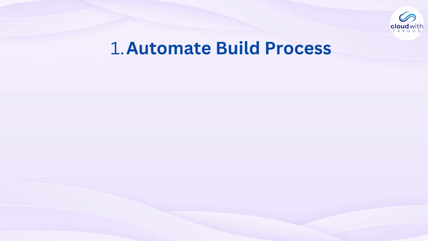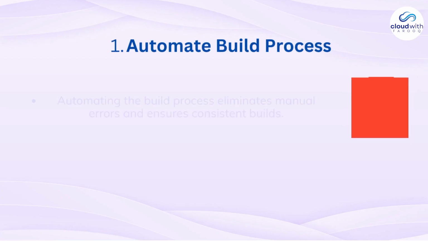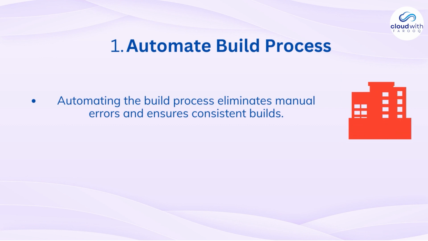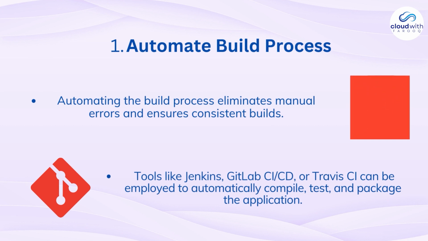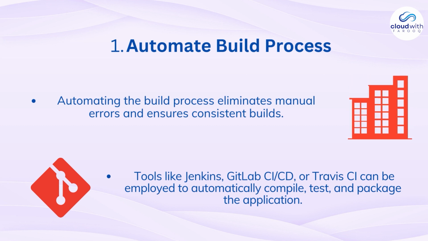Number 1. Automate build process. Automating the build process eliminates manual errors and ensures consistent builds. Tools like Jenkins, GitLab CI/CD, or Travis CI can be employed to automatically compile, test, and package the application.